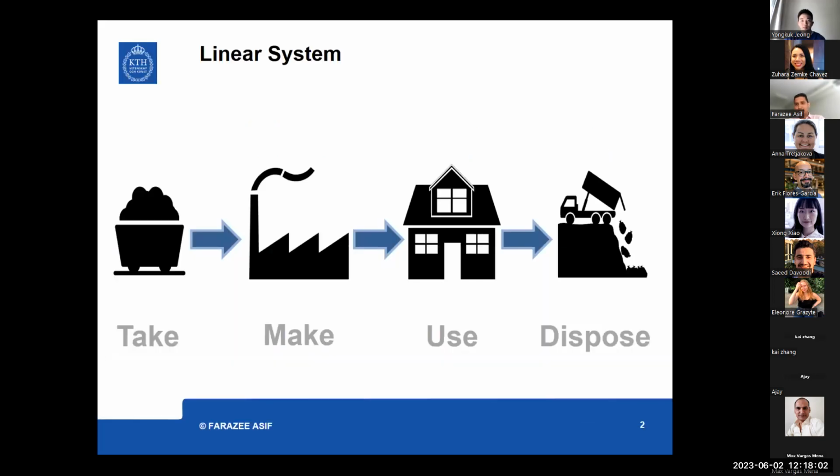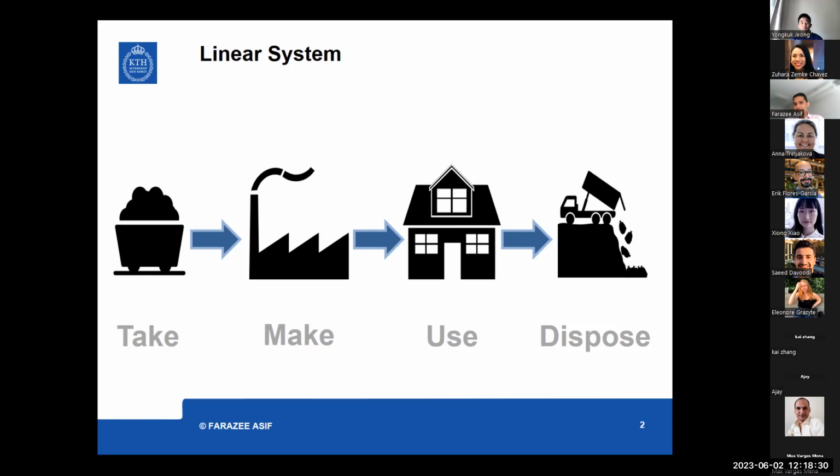To introduce circular manufacturing system, I think it's better to start with the linear system. In most cases, our industry is built on these linear manufacturing systems, which means that we take resources, we make goods, and then we use the goods. And when the goods come to their end of life, we dispose of them. This is the linear approach that industry has followed since the early industrial era.